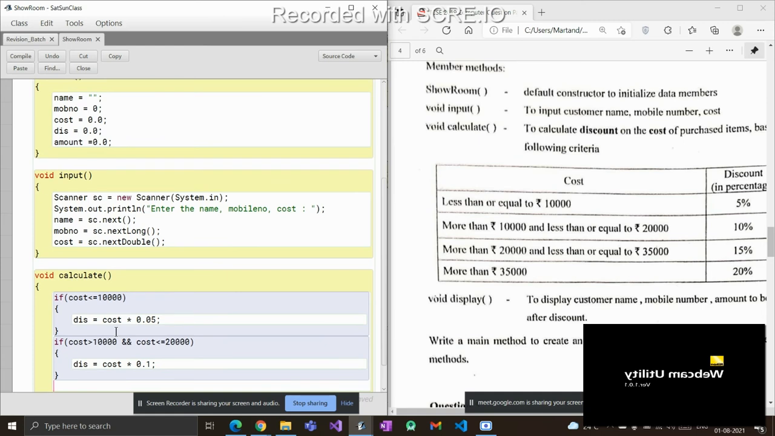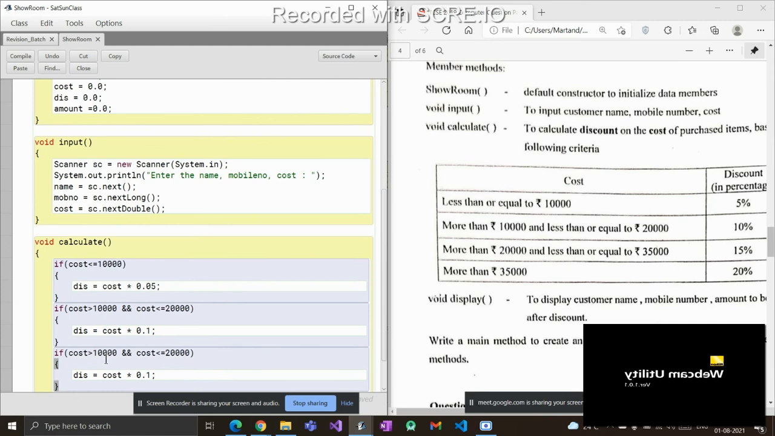Now the next one is same like this. You can use your else if also, doesn't matter. I'm purposely using all ifs because it will not actually matter much. So it will go over here.